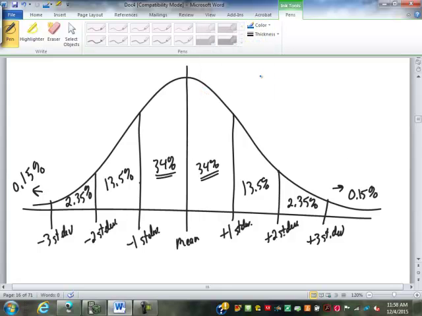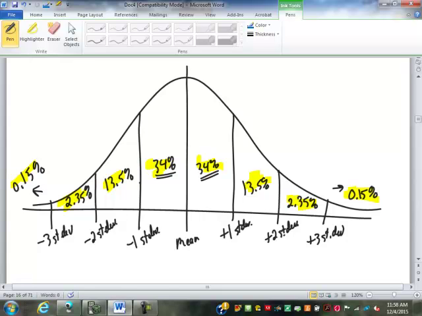Now, right now, that's probably a whole bunch of mumbo jumbo. What does it mean? Well, these percents never, ever change. I mean, they may be rounded a little differently, a little more exact. These are rounded off. But those percents are always the same, no matter what data set we're looking at. If it's normally or approximately normally distributed, those percents are accurate. What changes is the mean and the standard deviation of the data set.